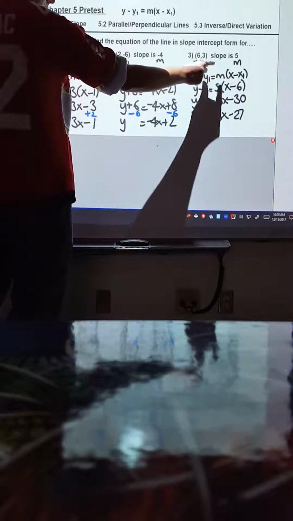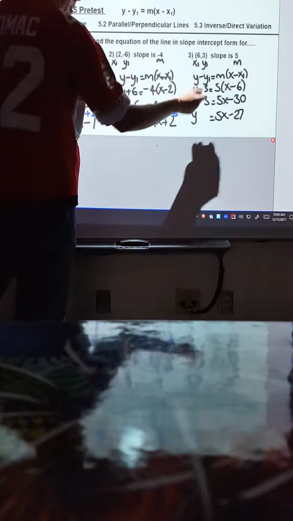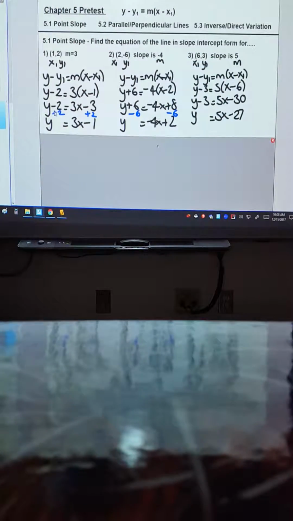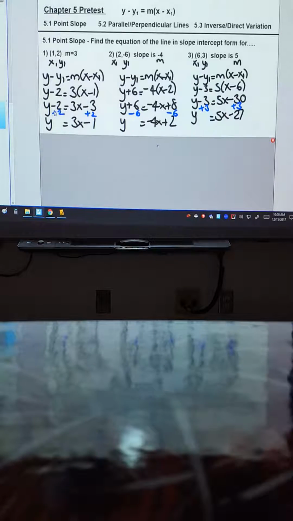For question 3, these are both positive again, so this should make this a little easier. x1 and y1 and m. Write the formula, substitute in: y1 is 3, the slope is 5, and our x coordinate, x1, is 6. If we multiply out, we get 5x minus 30. And then on our last line, to make this say y equals, if we do the opposite to both sides here, this will cancel, and -30 plus 3 would give us -27.